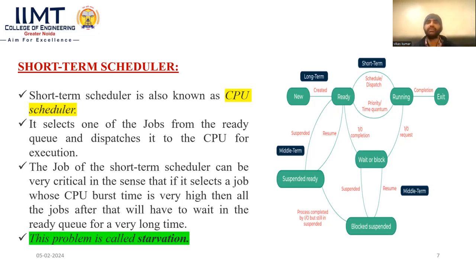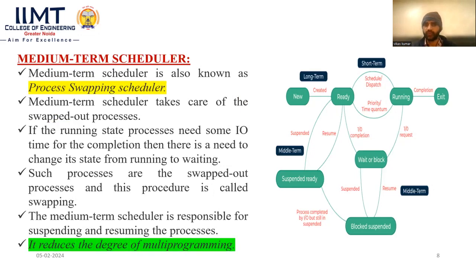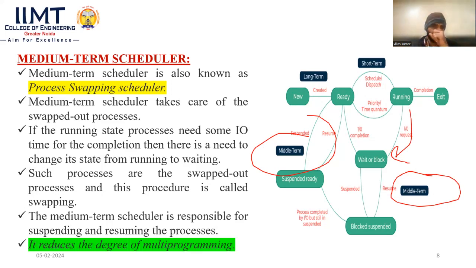Okay. Now next we will discuss the medium term scheduler. Medium term scheduler is working between running to waiting state, waiting to suspended waiting state, and ready to suspended ready state. Means it is working between the main memory and the secondary memory, because running to waiting state is also part of main memory. It is also used where waiting to suspended waiting state, or waiting to blocked suspended state, and suspended ready to ready state. Medium term scheduling is also known as process swapping scheduling.